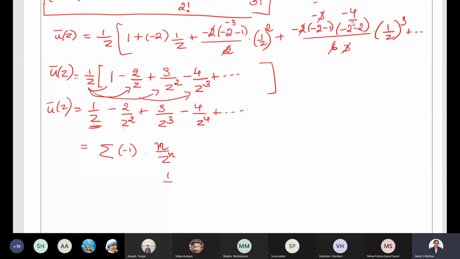When you put n equal to 1, it is 1 by z. n equal to 2, 2 by z square. n equal to 3, 3 by z cube. n equal to 4, 4 by z power 4. So it is the easiest one.